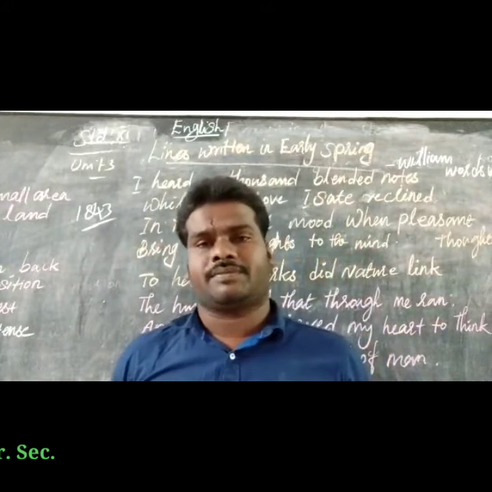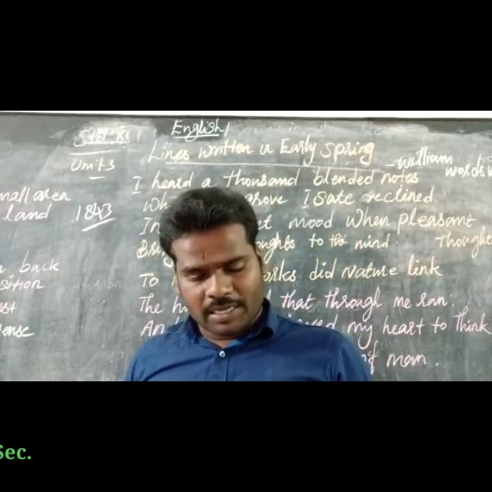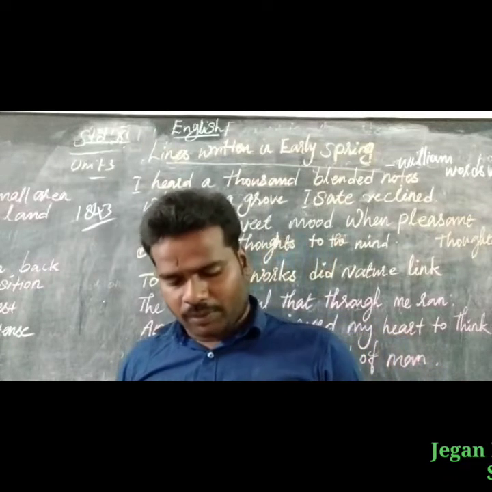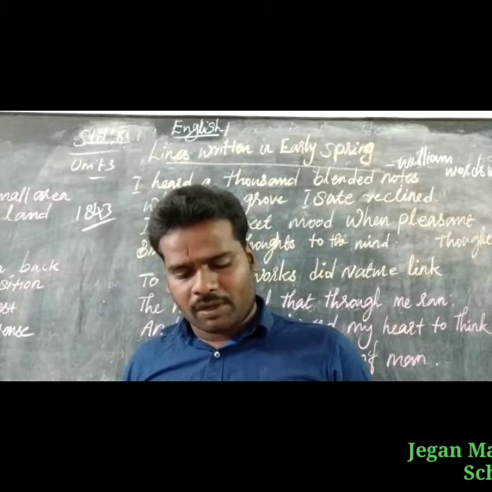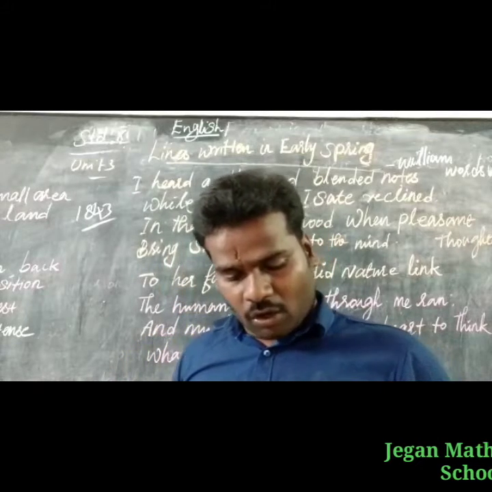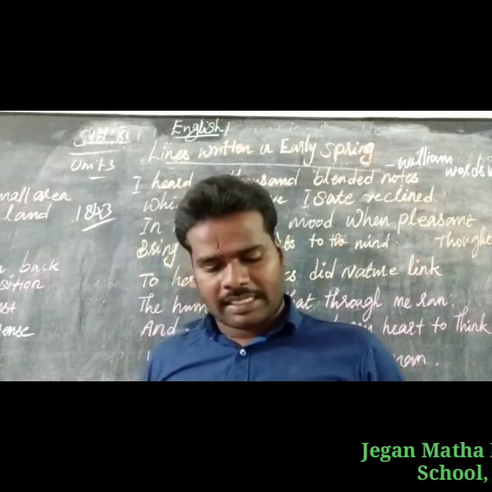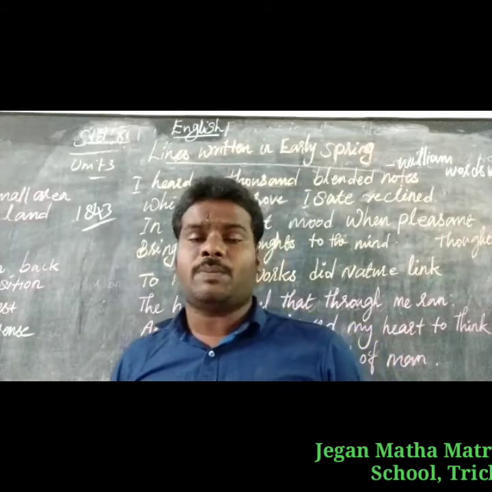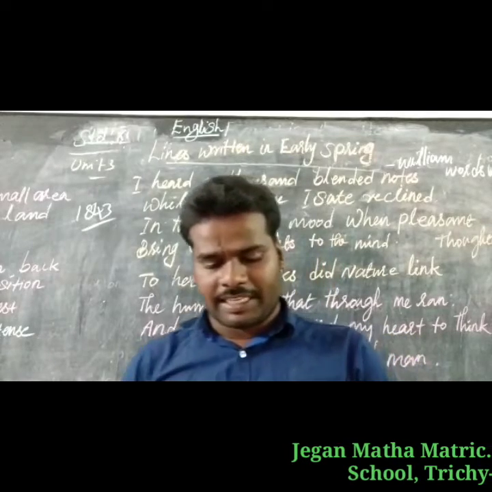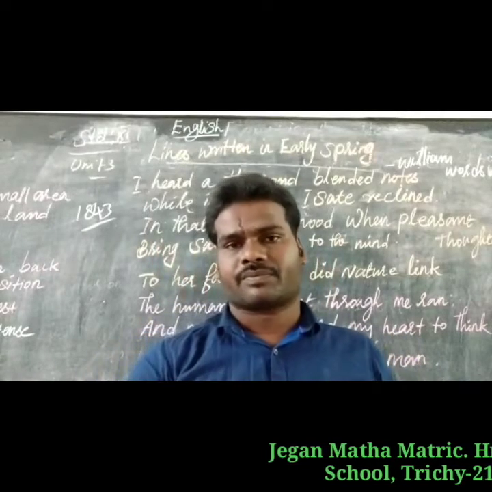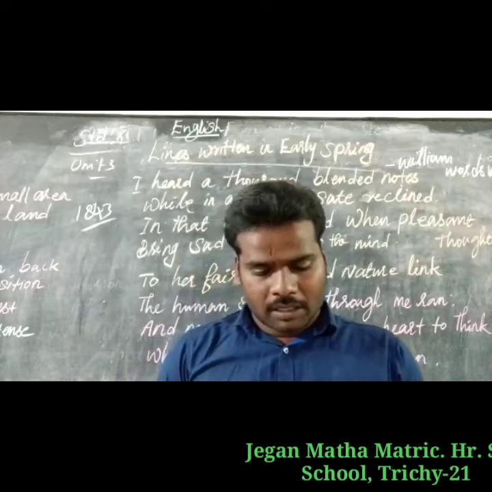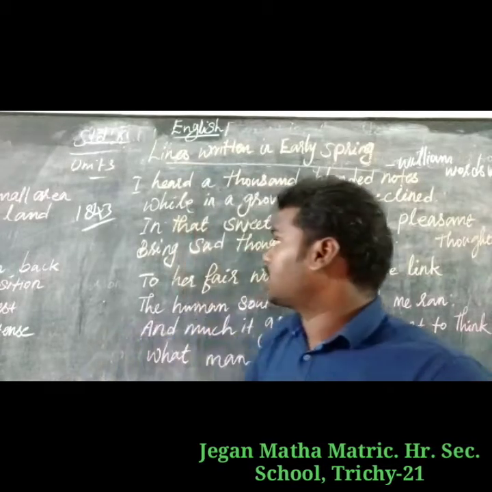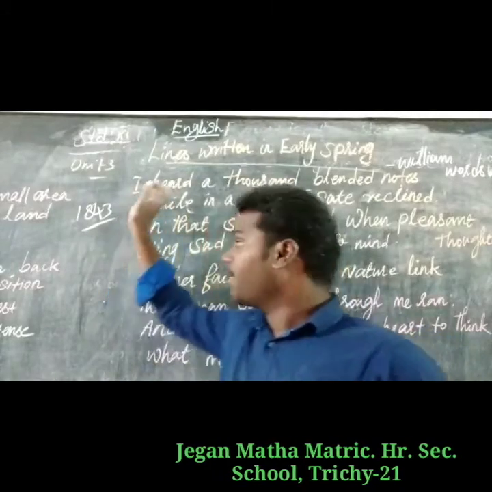Until his death, he was popularly known as a nature poet. Some of his famous poems are Daffodils, The Solitary Reaper, To the Cuckoo, The Tables Turned, and Lines Composed a Few Miles Above Tintern Abbey. Okay, he is a nature poet. Now let us learn about this poem.